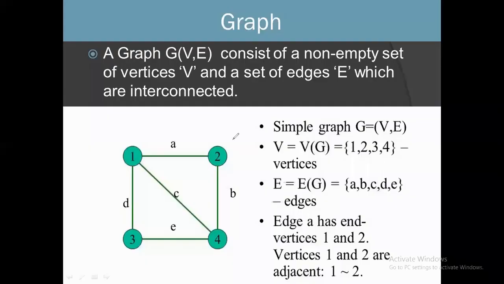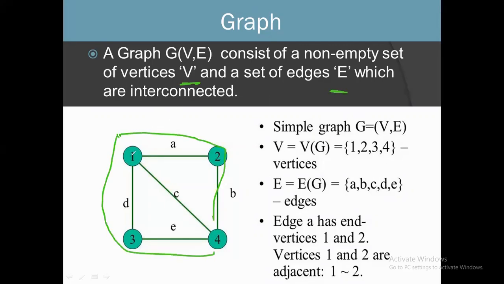First, we will know about graph. A graph consists of a non-empty set of vertices and a set of edges which are interconnected. Here you can see that the graph is a collection of vertices and edges. Here you can see one example. This is the graph, a collection of vertices and edges.